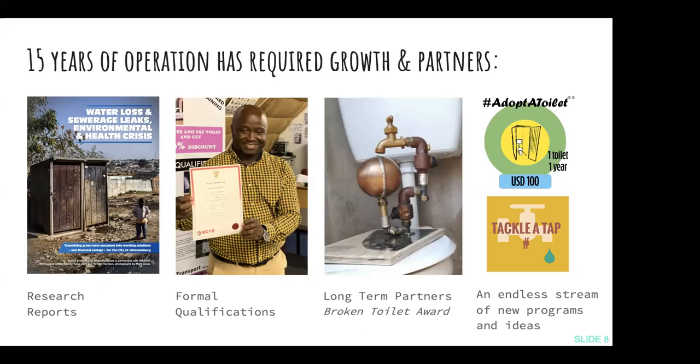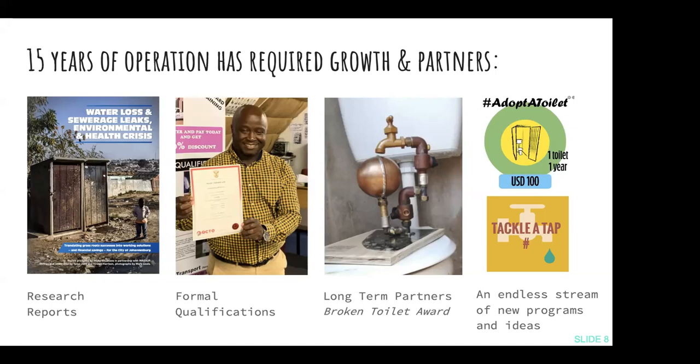There are formal qualifications. Plumbing qualifications have been a very big thing and took 10 years for the entire team to achieve. Long-term partners, that's a picture, and the third one, or the second one from the right, is the Broken Toilet Award. It's an award made up of broken toilet parts and given to our long-term partners, and an endless stream of new programs and ideas like Adopt a Toilet, Tackle a Tap.